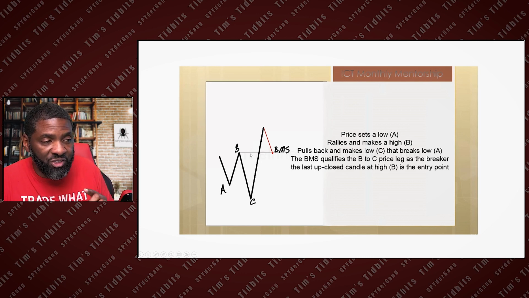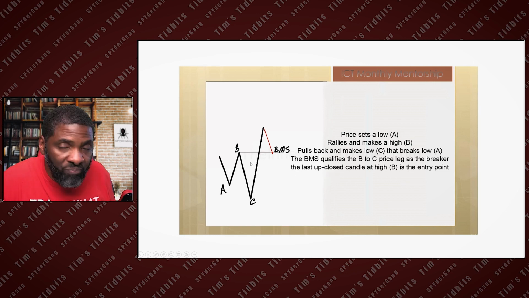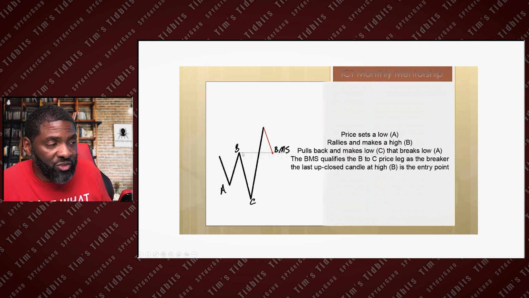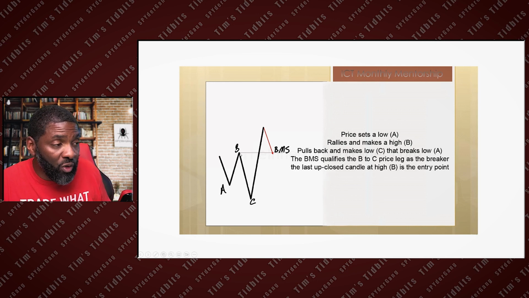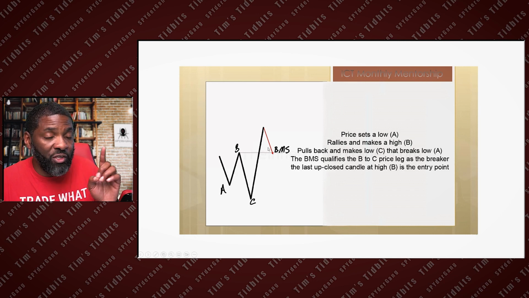Once you get that break in market structure, that's what BMS stands for, it qualifies the B and C price leg right down here as the breaker leg. The last up close candle at the high of B is your entry point. So when it's coming back down to this breaking market structure, since you're going long here, you want to be entering on the last up close candle on this price leg from A to B.